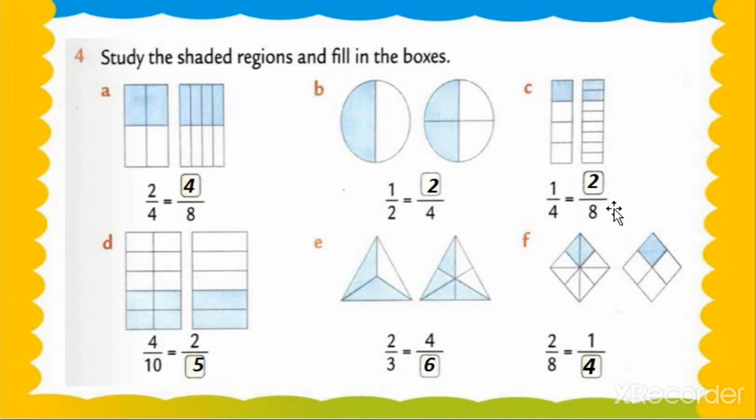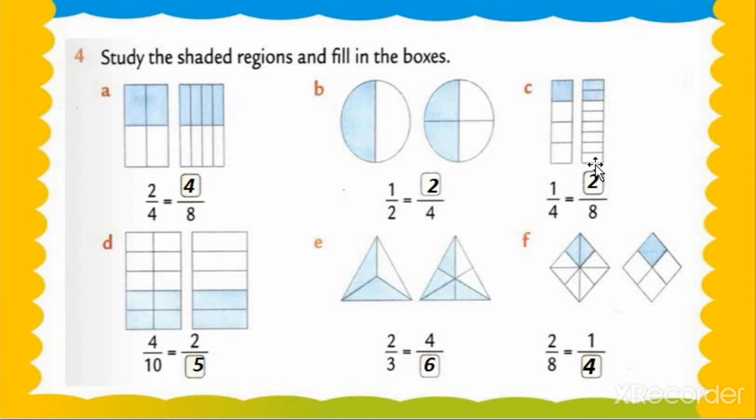See this figure. How many parts are in the first shape? 1, 2, 3 and 4. There are 4 parts. That's why we mention 4 parts. And 1 part is shaded by blue color. That's why we mention what? 1 upon 4, 1/4, also called 1 by 4th. Understood? Now the second figure.